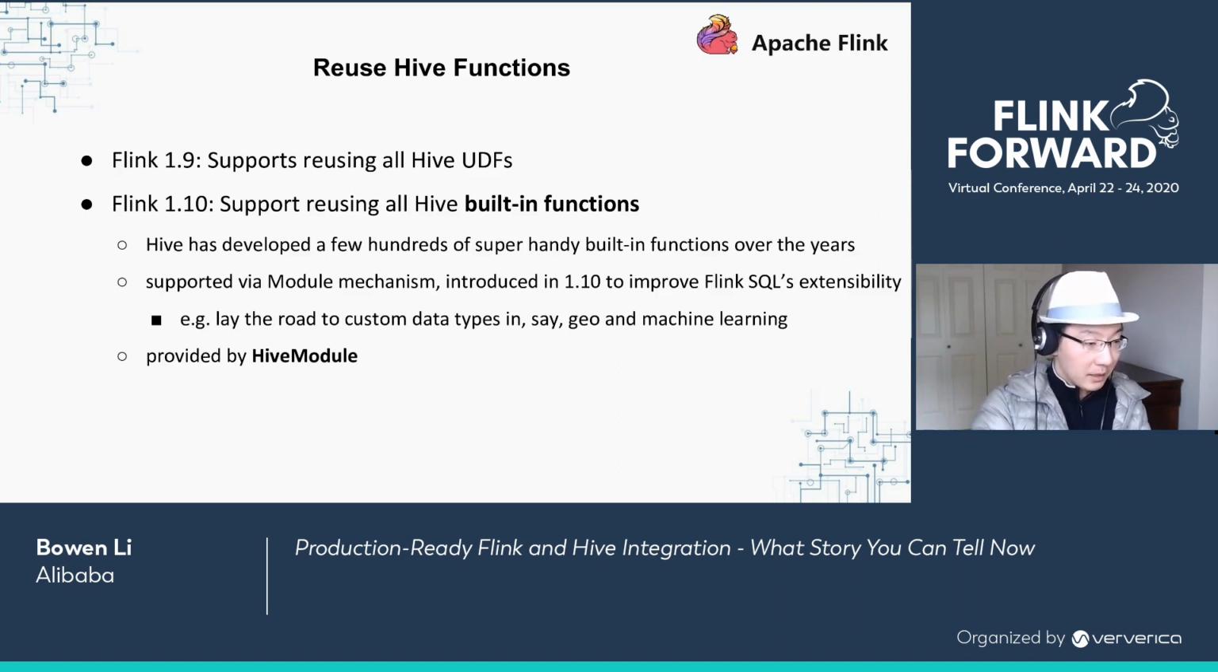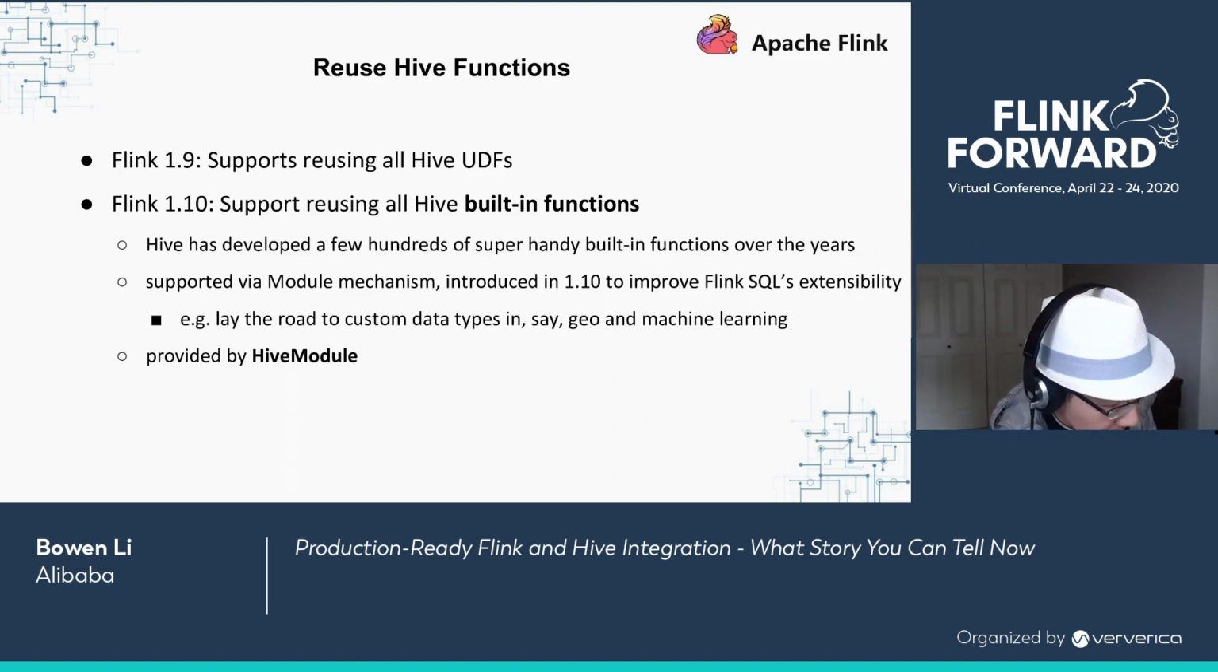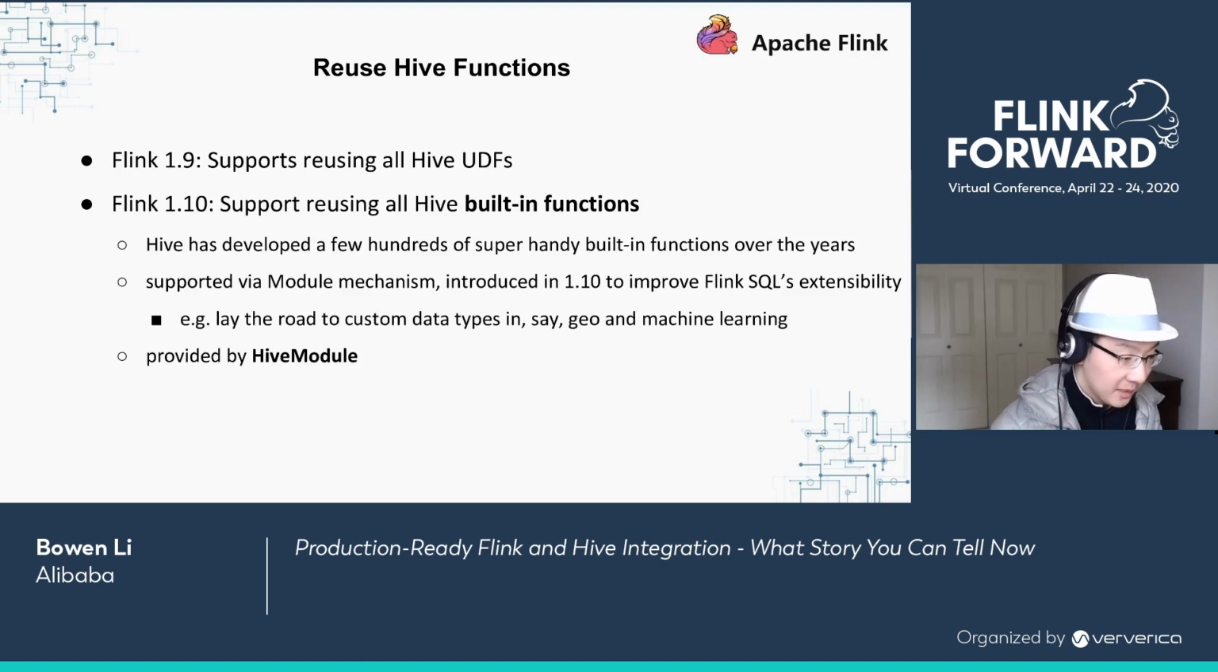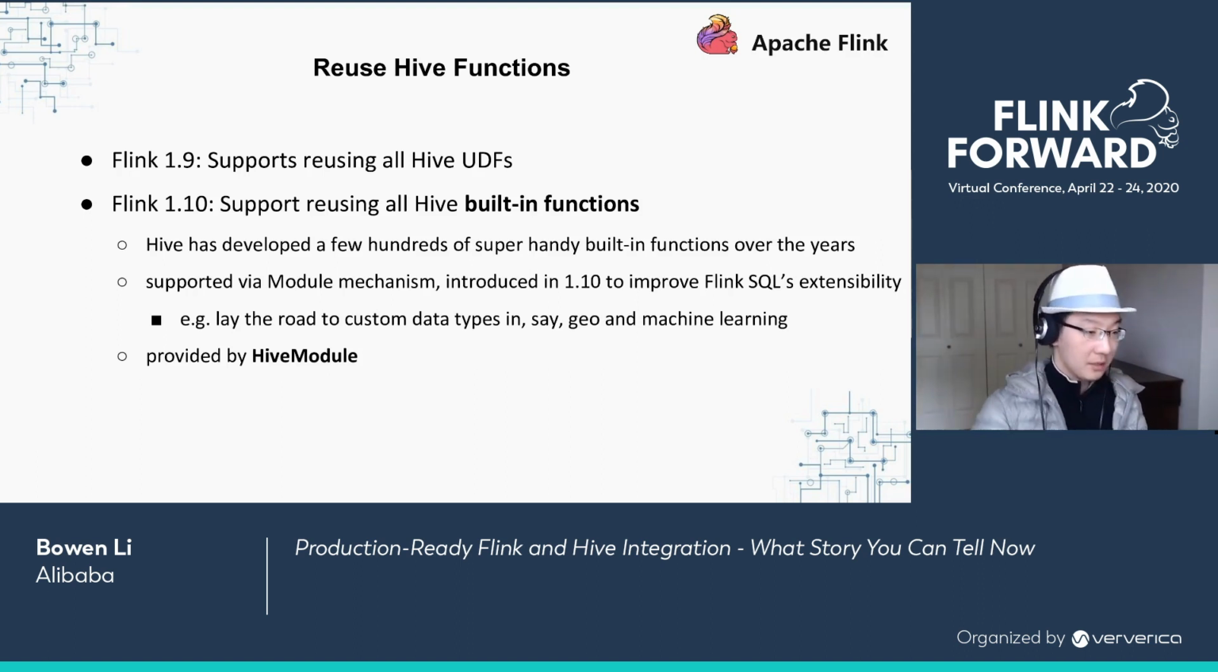And in 1.10, we extend that compatibility to all the Hive built-in functions. Why? Because if you compare the richness of the built-in functions between Flink and Hive, you will see there is a big gap. Flink probably just has a few tens of built-in functions, while Hive, I looked at Hive 3.1, has almost 400 built-in functions.